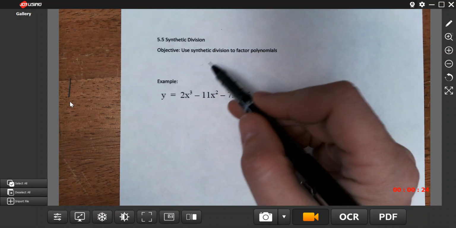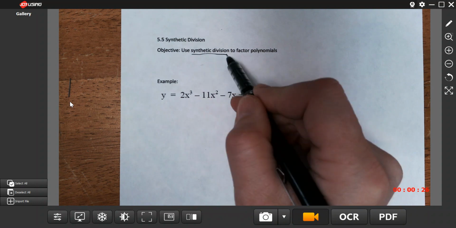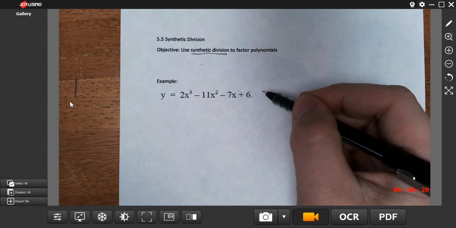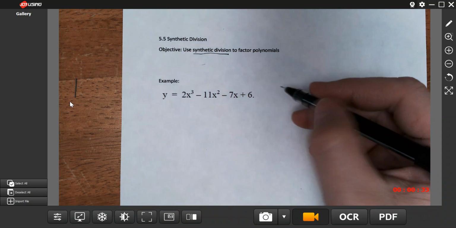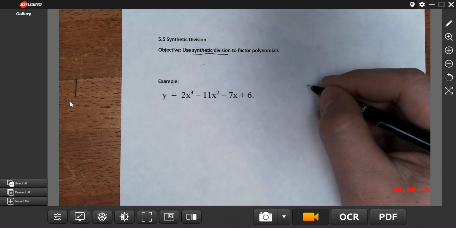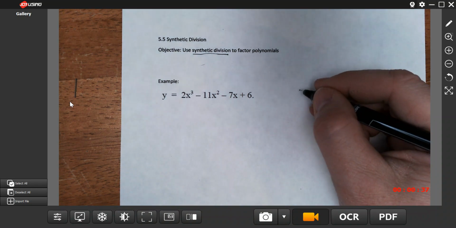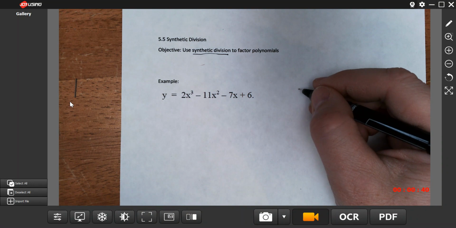So here's our goal. We're going to use synthetic division to factor polynomials. Here's an example. We want to factor this. We're going to use techniques that we already know and find all the possible rational roots, or rational x-intercepts.